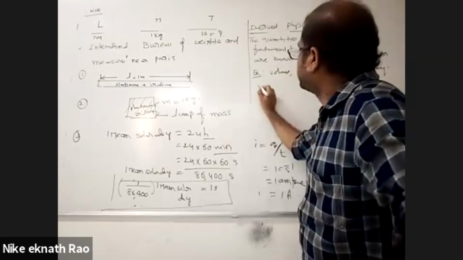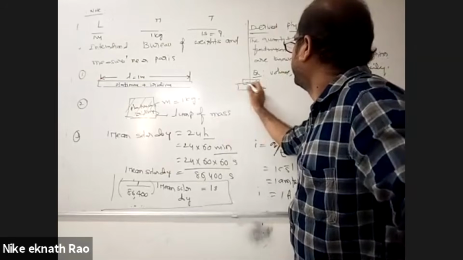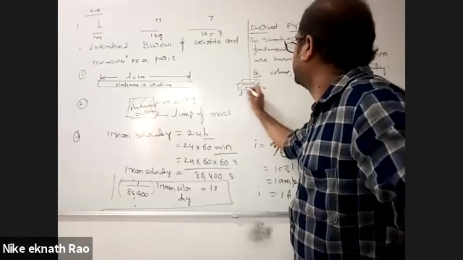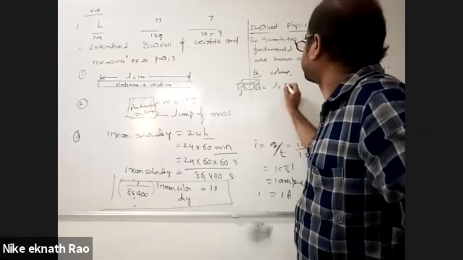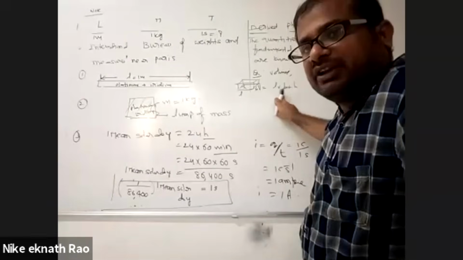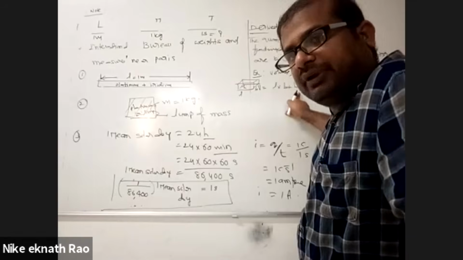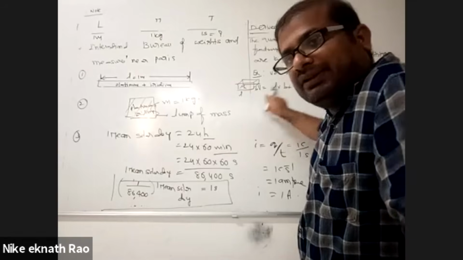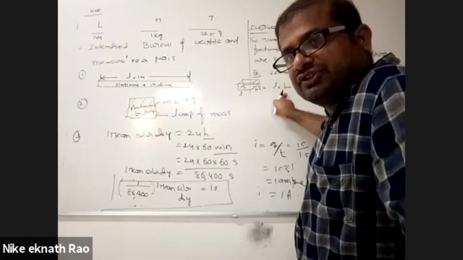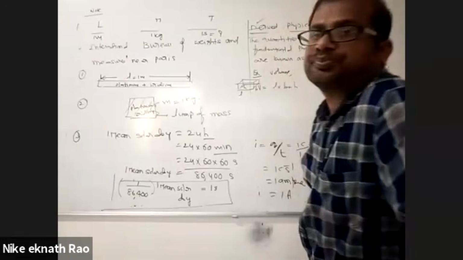What is volume actually? If I ask the volume of a cuboid, it is length into breadth into height. Length is fundamental, breadth is also a kind of length, and height is also a kind of length. So volume depends on fundamental physical quantities, and hence it is a derived physical quantity.